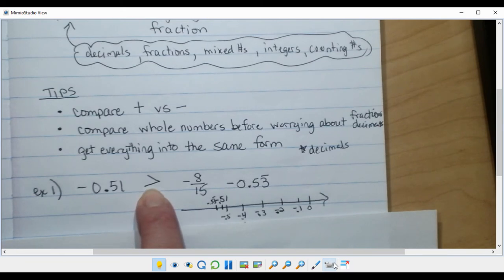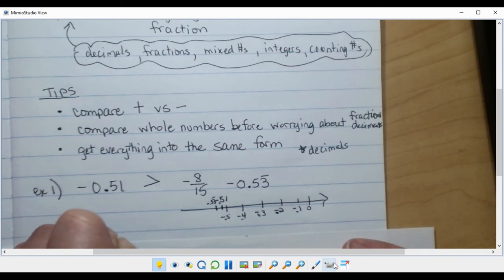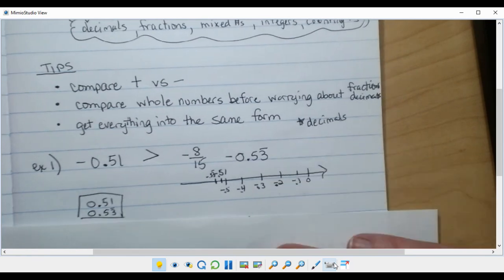Okay? Now, let's say you're not a big fan of number lines, or you really just don't feel like drawing it all out. You can do something else. You can actually line these up and compare them. Okay, I'm going to box it off so it doesn't run into the rest of the problem. So I lined up the decimal points.